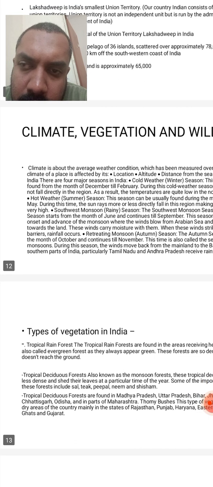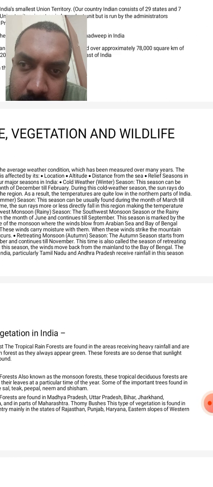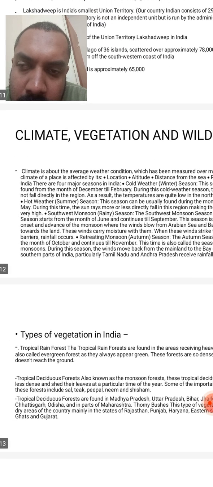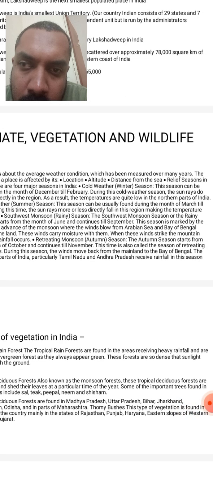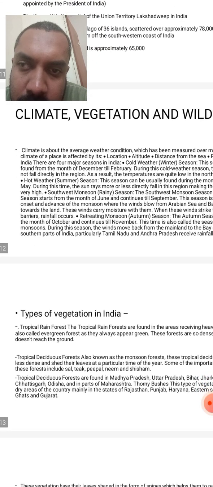The climate is about the average weather conditions which have been measured over many years, and the climate of a place is affected by its location and altitude. By altitude I mean height from the mean sea level, distance from the sea. Relief. Seasons in India: there are four major seasons in India.